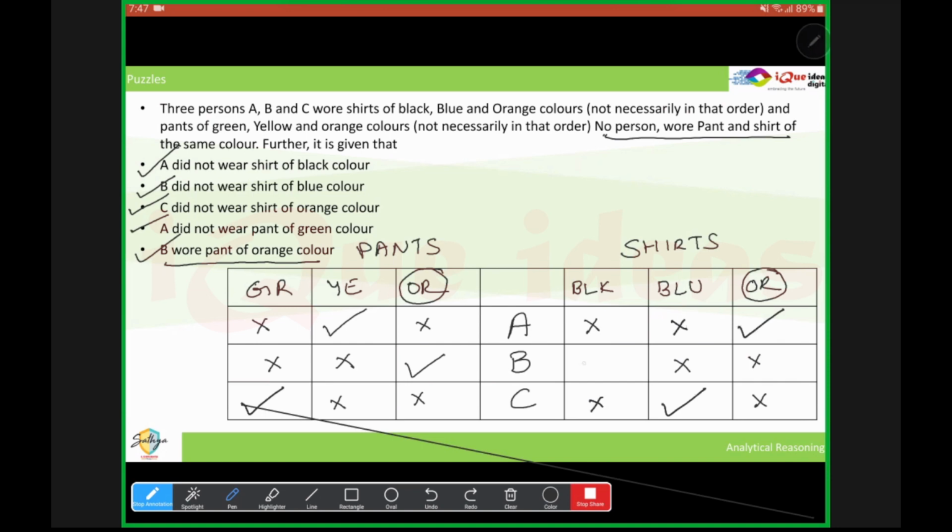The only thing left, B, has to be black. So this completes my table. Now I exactly know who is wearing what. A is wearing an orange shirt and yellow pant. B is wearing a black shirt and an orange pant. C is wearing a blue shirt and a green pant. Everybody got this one?